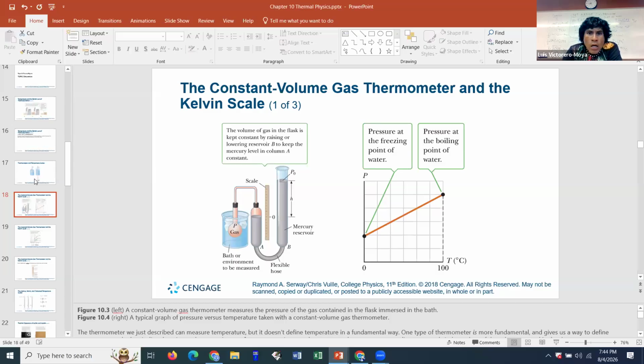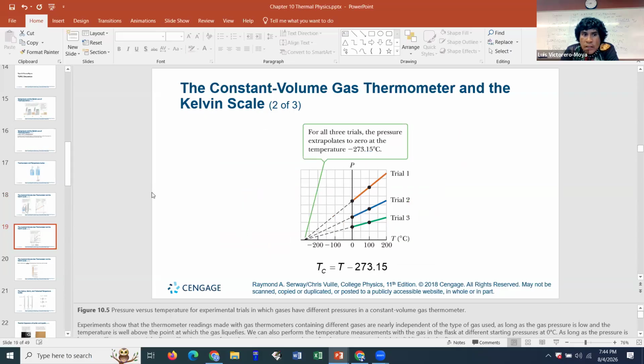So, what temperature scales do we use? Well, in daily life here in the US, we use the Fahrenheit. But in engineering and science, there are two scales that we use. We use the Celsius, which you see here, and we also use the Kelvin scale.